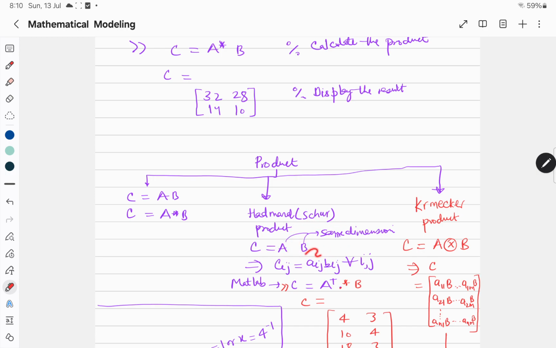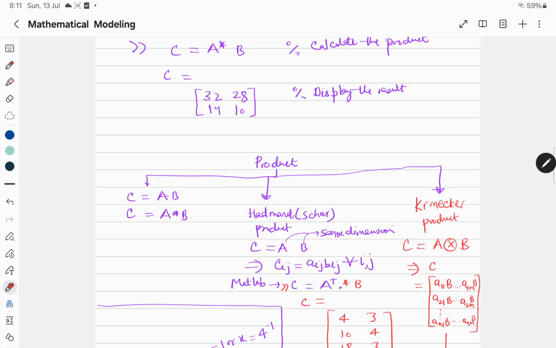So for this, A and B both matrices must have the same dimension. Here you will have, suppose, M cross n. This is an M cross n matrix, then this must be n cross something. It means the second dimension of the A matrix must be equal to the first dimension of the B matrix. But for this, they must have the same dimension, because you are going to multiply element by element, the Hadamard product. So this gives Cij equal to Aij Bij for each i, j.